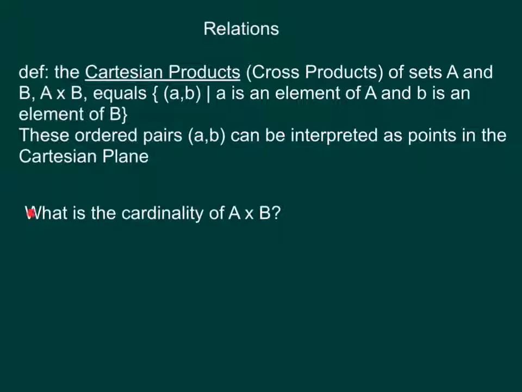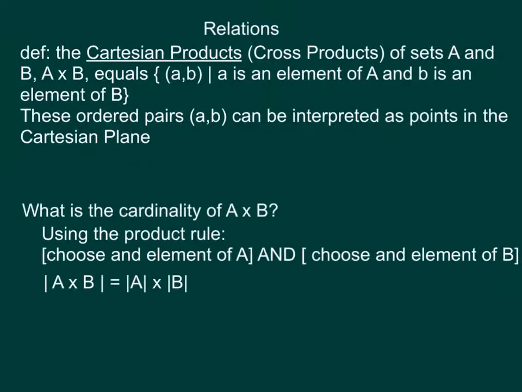Our first question is, what is the cardinality of A cross B? So we listed out the elements of A cross B. Essentially, we had a two-step process. The first was to choose an element a from set A, and our second stage was to choose an element b from set B. So we are doing two stages, and we will be using the product rule. So again, our two steps are choose an element of A and choose an element of B. So the cardinality of A cross B is going to be the cardinality of A, since that's the number of ways we can choose an element from set A. We're going to multiply by the cardinality of B, since that's the number of ways we can choose an element from set B.